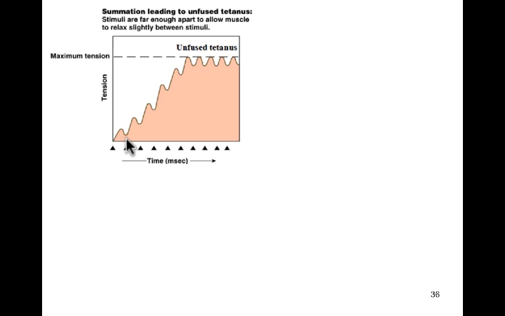If you send multiple stimulations, you're going to add more and more calcium to the cell until all the actin and myosin are being recruited. At that moment, you get to the maximum amount of tension that you can create inside the cell. Tetanus, by definition, is the maximum amount of tension that you can create. Let's say this is the maximum tension.